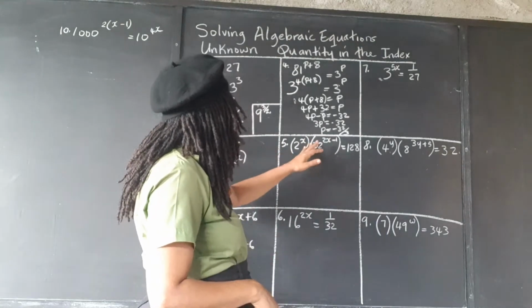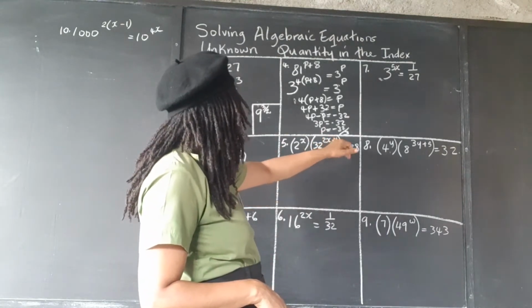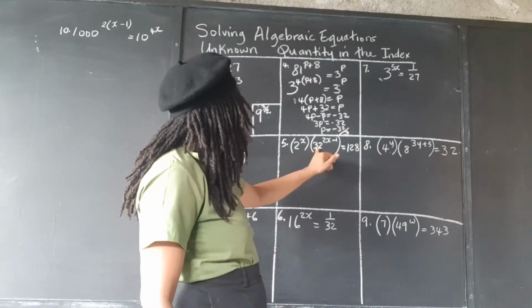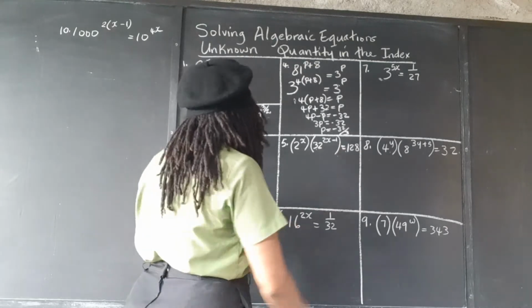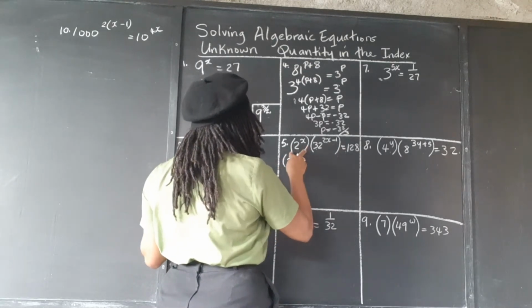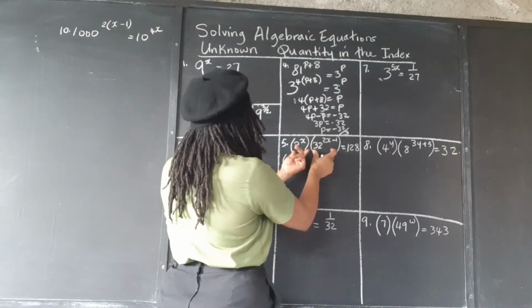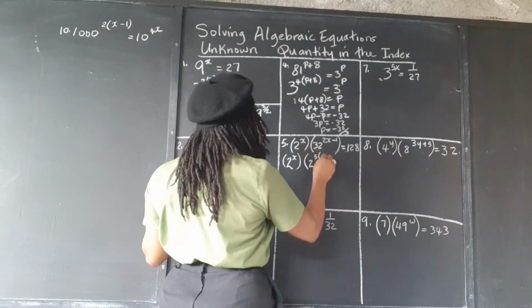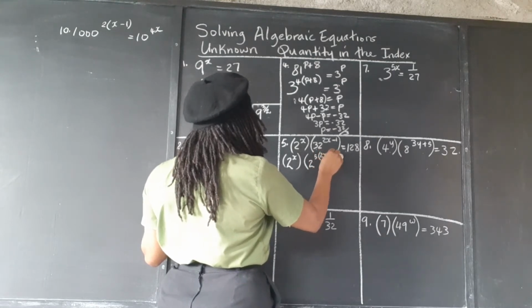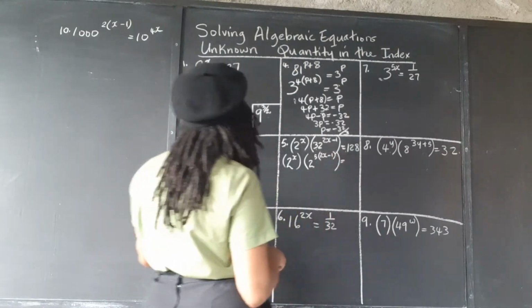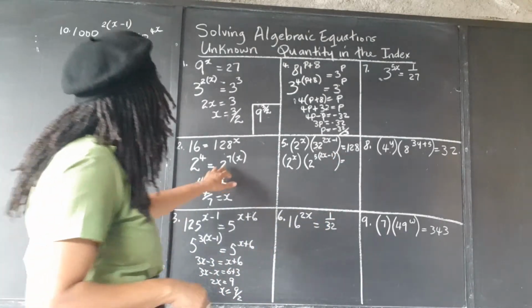2 to the x power, 32 to the 2x minus 1 power. Alright, we can rewrite each of these as 2 to a power. So this is already 2 to the x. And it's bracketed, meaning we're multiplying these two. 32 is 2 to the 5th power. And we put in bracket the index. 128, we said 128 was 2 to the 7th power.